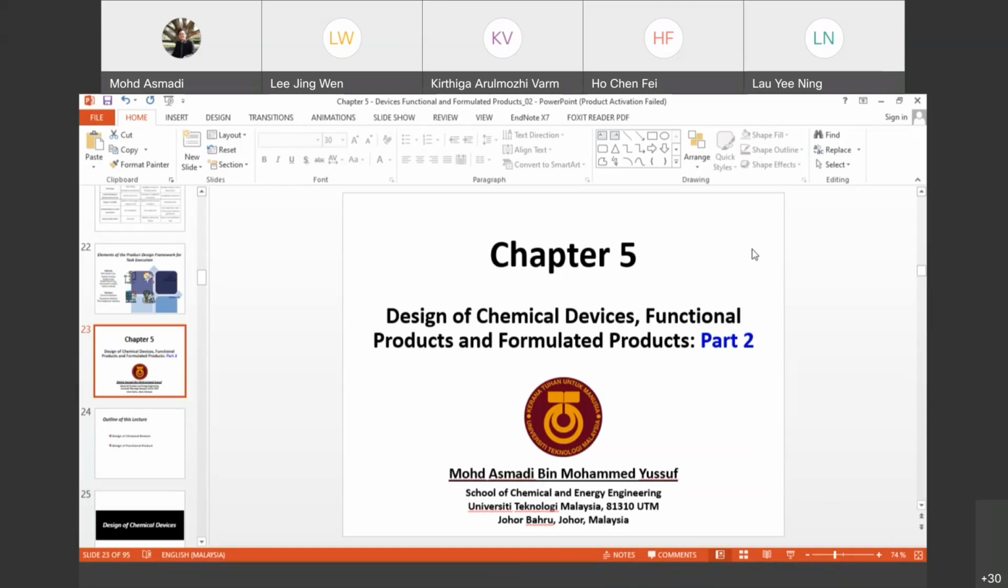And functional products, for example, are your mask. What else? The barrier. What is the barrier? The food packaging, right? That is another example of functional products. While formulated products are what you use in daily life, like cosmetics, detergents, and the inkjet printer. That is a formulated product.